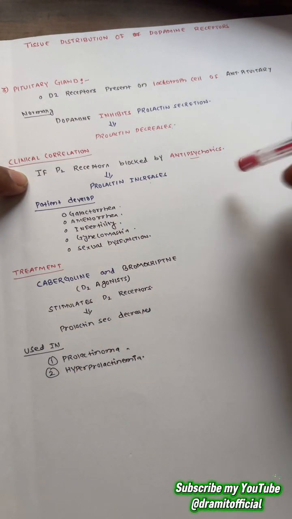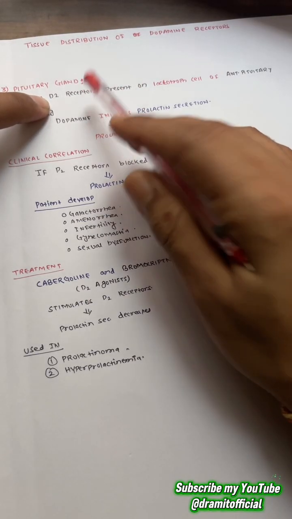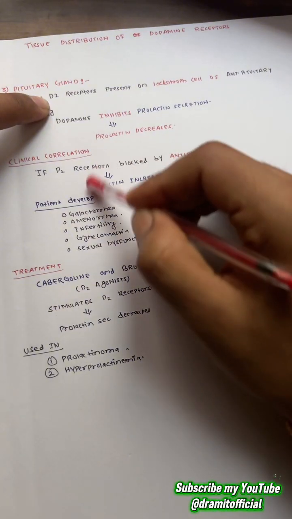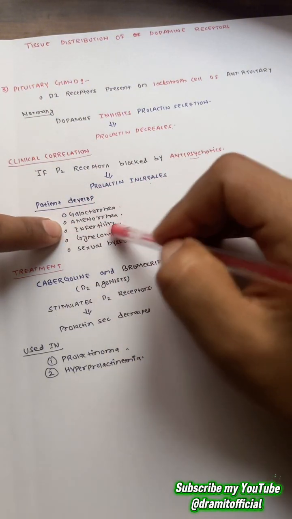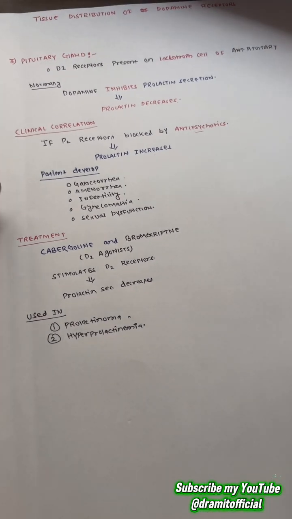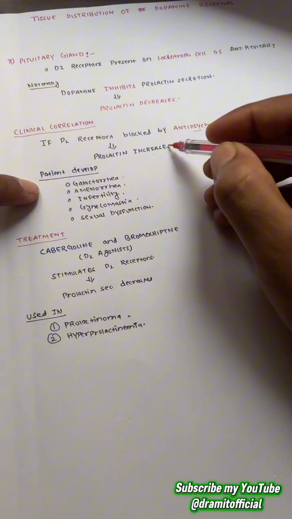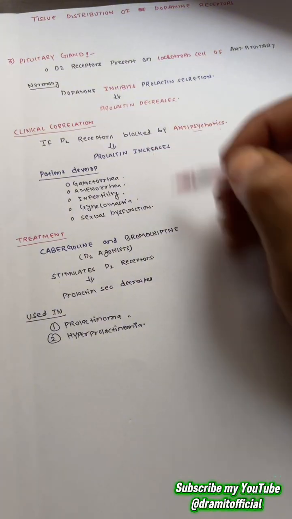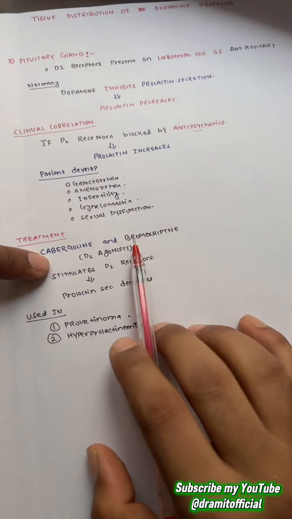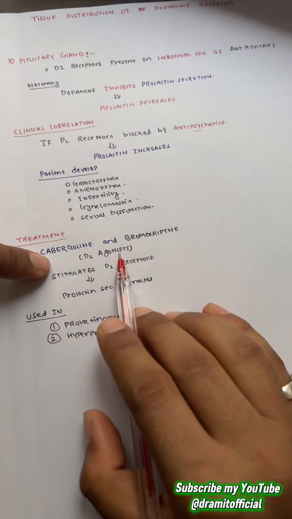So if we are giving any drugs that inhibit D2 receptors, it will increase the prolactin, and if the prolactin increases, the patient will develop these symptoms. Now let's see a treatment. Suppose a patient has prolactinoma, where more and more prolactin is produced in their body, or hyperprolactinemia. In those conditions we give drugs like cabergoline or bromocriptine. Why? These drugs are D2 agonists.